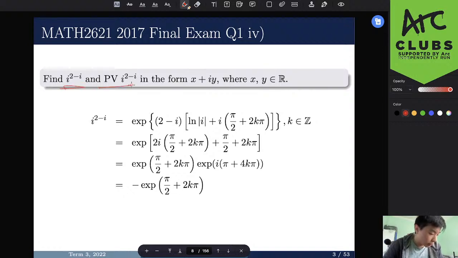But of course we also want the principal value, and so the principal value can just be from the fact that k is equal to 0. We sub in k equals 0, and what we get is the principal value of i to the 2 minus i is equal to minus the exponential of pi on 2.